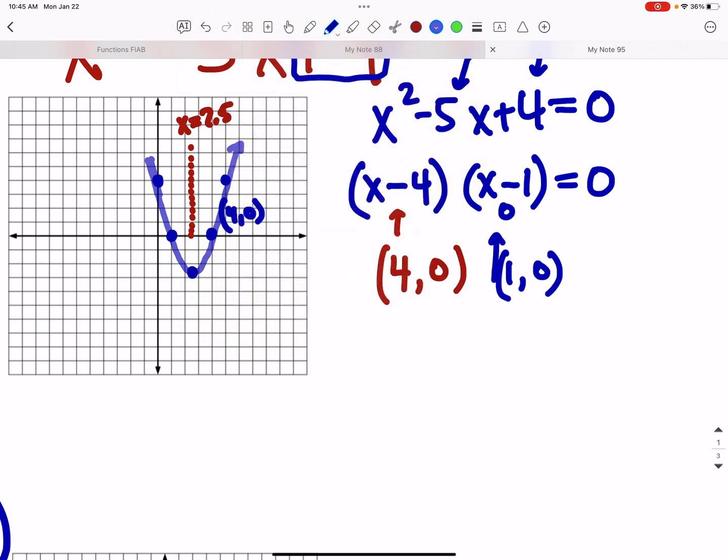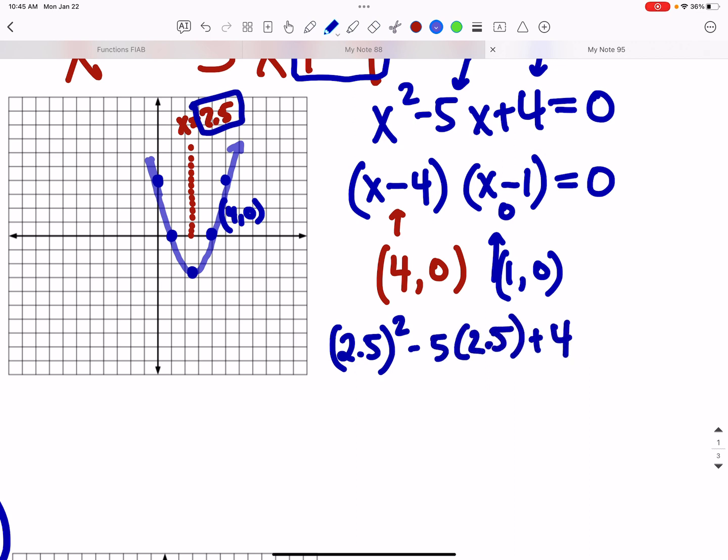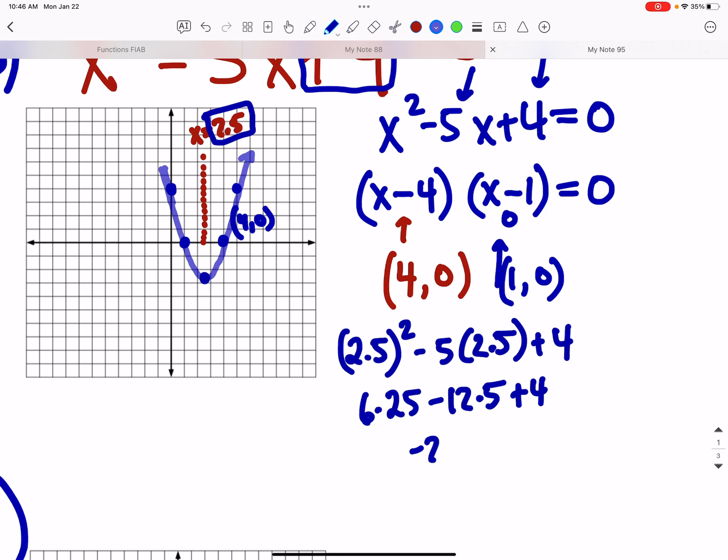Not really, but I know it's at 2.5, so I could plug in 2.5 into the equation, 2.5 squared minus 5 times 2.5 plus 4. And 2.5 times 2.5 is 6.25, I believe. 5 times 2.5 is minus 12.5 plus 4. If I do that all in my calculator, 6.25 minus 12.5 plus 4 equals negative 2.25. So if I plug in 2.5, I get negative 2.25, which is right about there. So yeah, it was pretty close to being right.